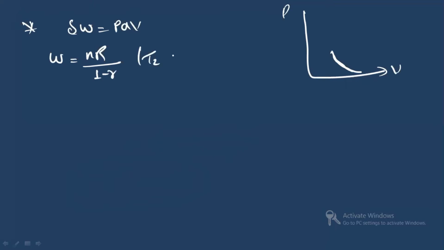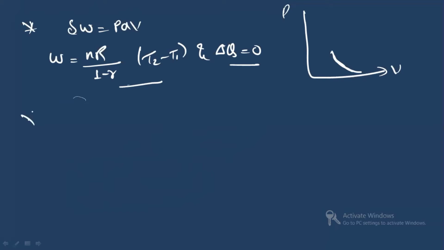Now when you see the work done, you have to keep two things in mind, because you know that dW equals PdV. When you calculate the work done, I'm not doing the entire calculation, but the work done for the adiabatic process is given by nR by 1 minus gamma times T2 minus T1. And you have to remember that delta Q is equal to 0.